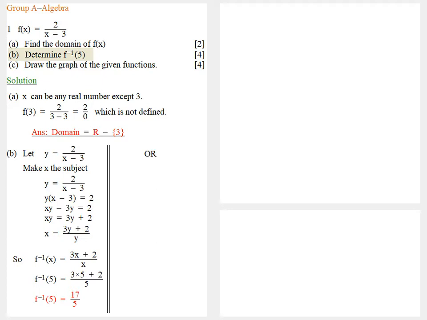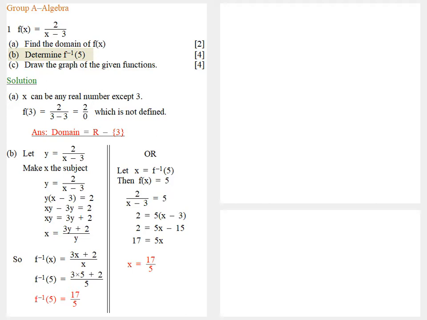For an alternative way of doing it, we want to find the inverse function of 5. So, let x equal the inverse function of 5. Then f(x) = 5. Now, f(x) is 2/(x - 3), so that's equal to 5. Multiply both sides by x - 3: 2 = 5(x - 3), or 2 = 5x - 15. Add 15 to both sides, 17 = 5x. Divide by 5, x = 17/5.